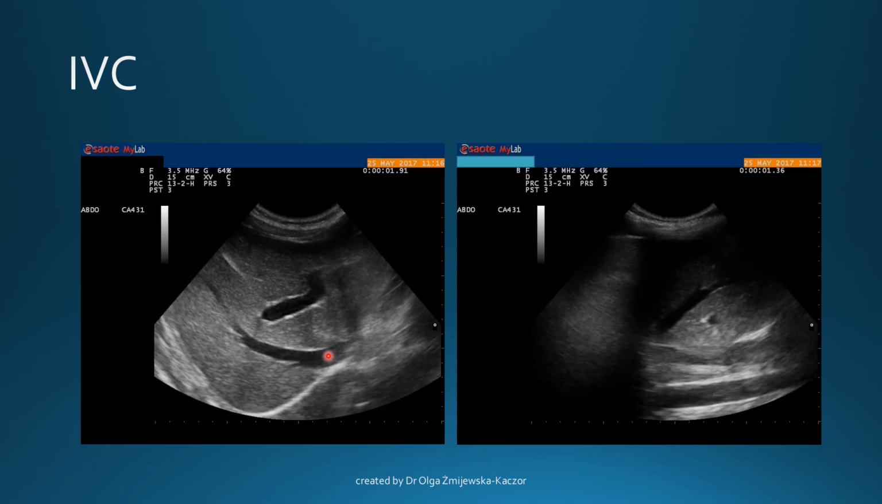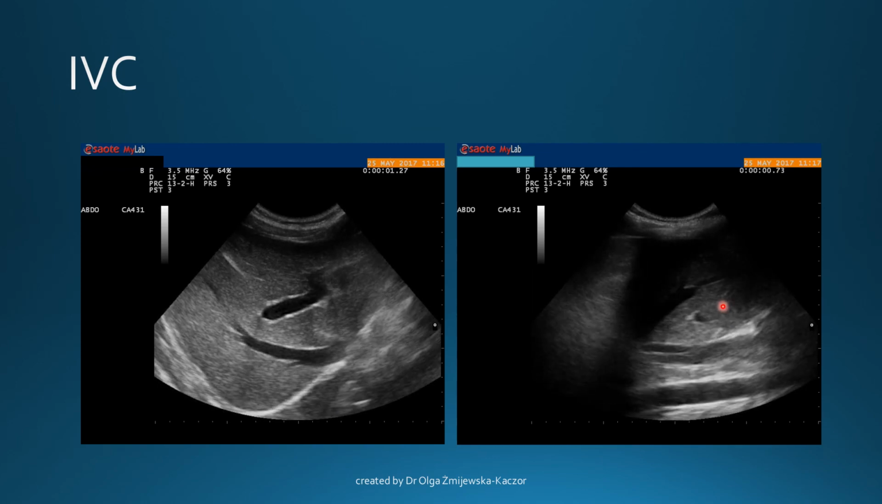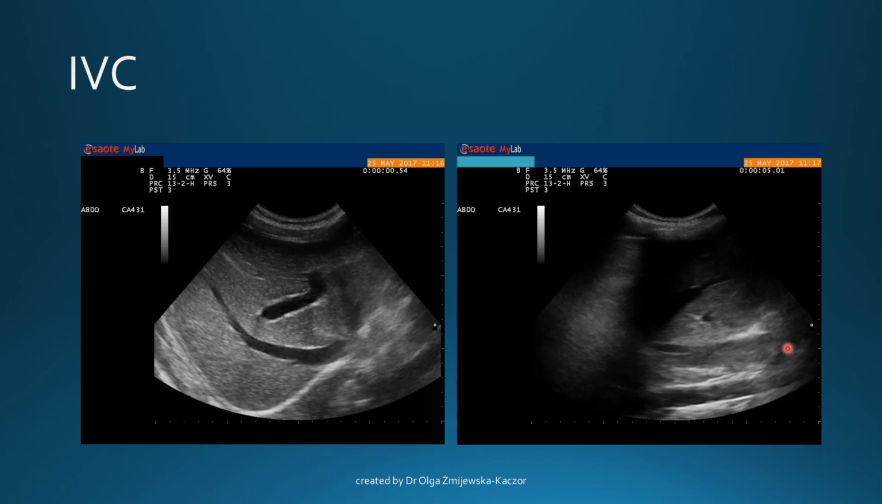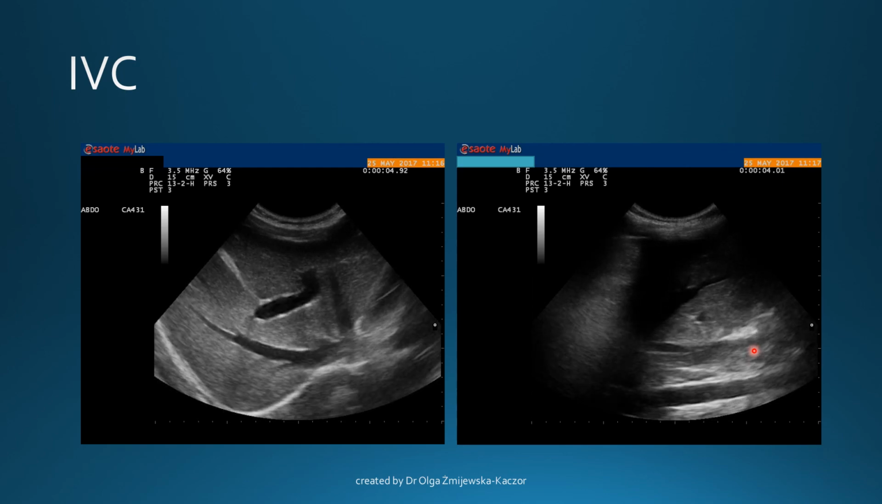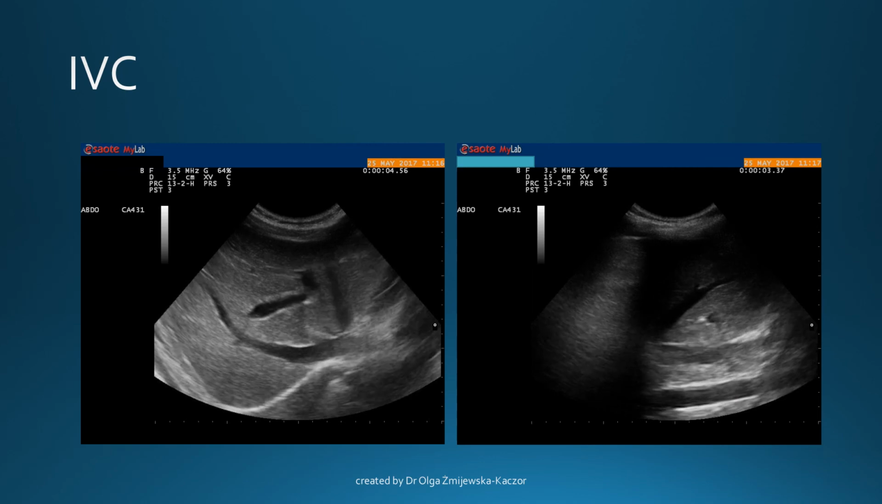If you have difficulty obtaining the IVC, you can use the EFAST view, so the right upper quadrant view, where you can see the IVC here above the aorta. And in this view, sometimes you can see the IVC is pulsing because the pulsation is the one that is shared with the aorta itself.